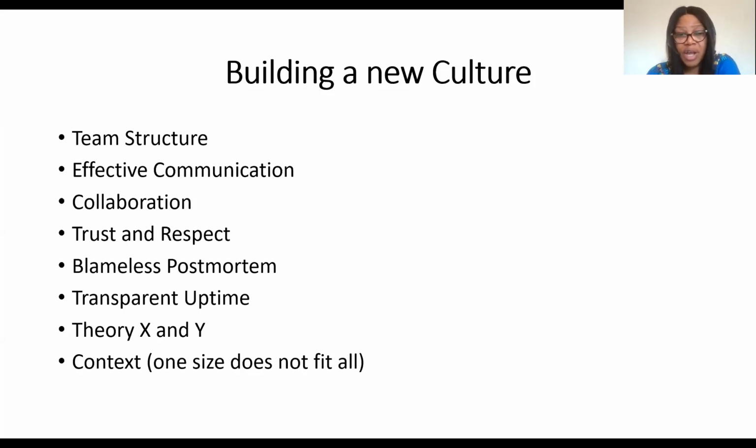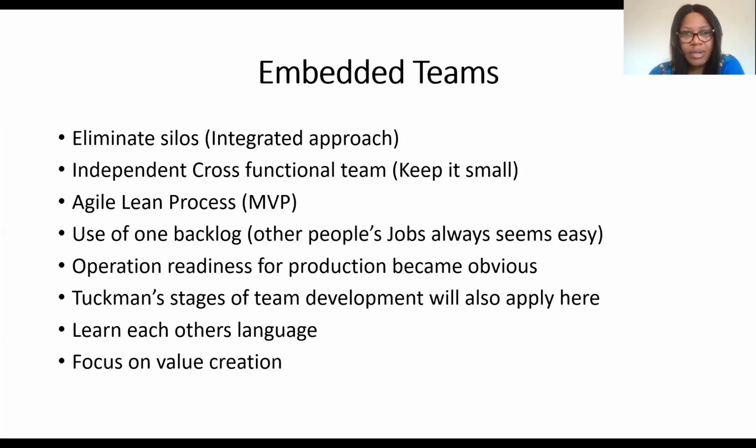Okay, in order for people to thrive. So you can read up on theory X and Y if you like. Embedded teams, we talked about that integrated approach to eliminate silos, making sure we break that wall, and where possible, using the same backlog, okay? So keeping your team small, creating an independent cross-functional team with operations embedded in it, making sure you have your lean process, like we already just said, your pipeline, make sure it is lean, and you are able to develop your MVP. Use one backlog if possible.